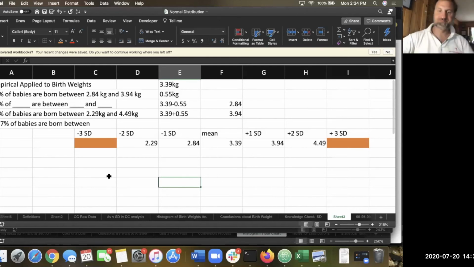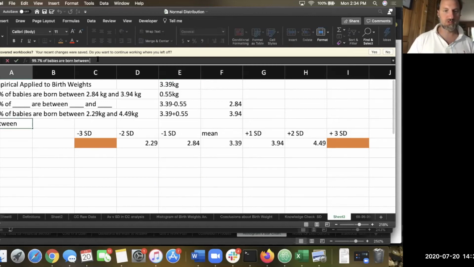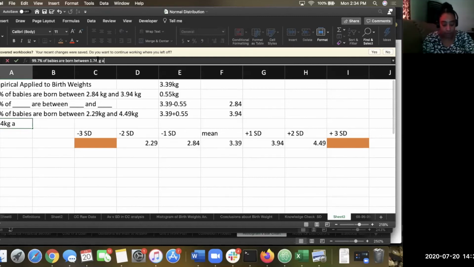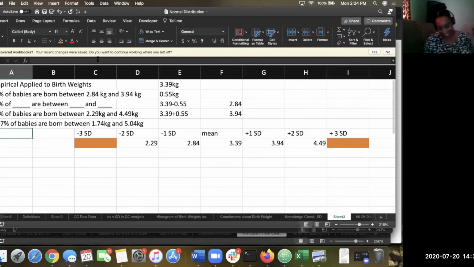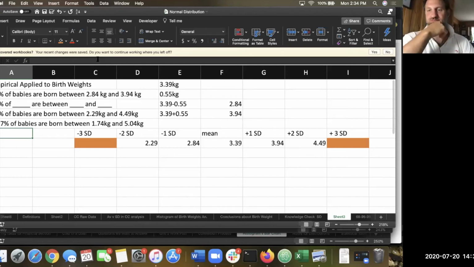Okay, what you got? 99.7% of babies are born between 1.74 kilograms and 5.04 kilograms. Okay, pat yourself on the back. You sound pretty smart. Talking about standard deviations and normal distributions. Okay, that's half the battle. And obviously, we need to practice it, but that's the concept.